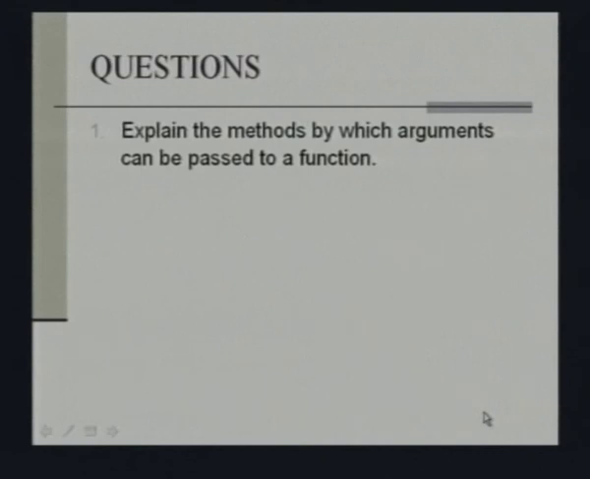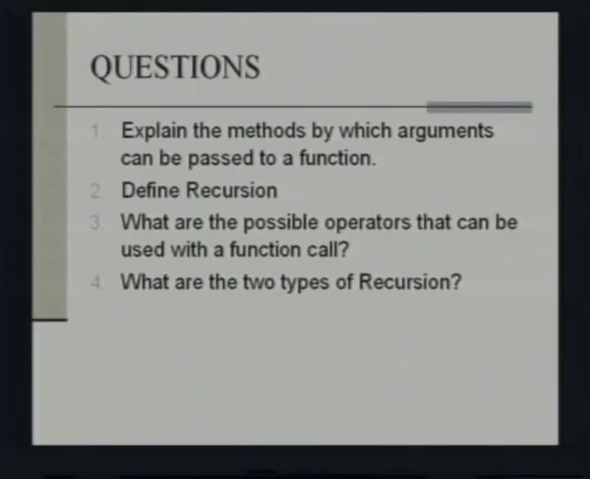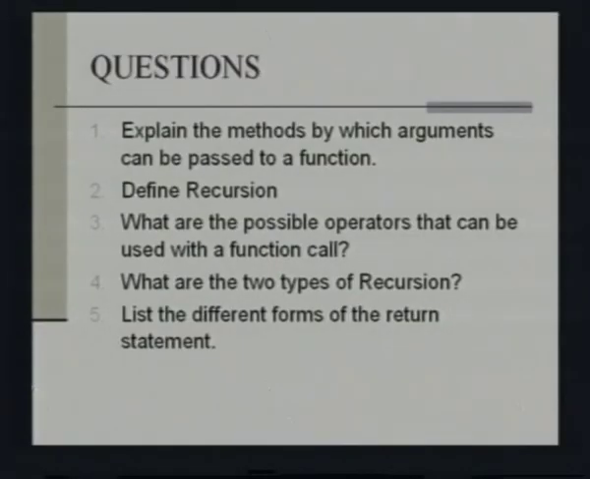The possible questions that could be asked in the session are the methods by which arguments are passed: call by value and call by reference. The meaning of recursion is where a function calls itself repetitively, and direct and indirect are the types. The operators that can be used with the function call are unary, binary, and all types of arithmetic operators like addition, subtraction, multiplication, division and modulo. The different forms of the return statement were with pointers, addresses, type conversion functions, simple functions, and expressions.